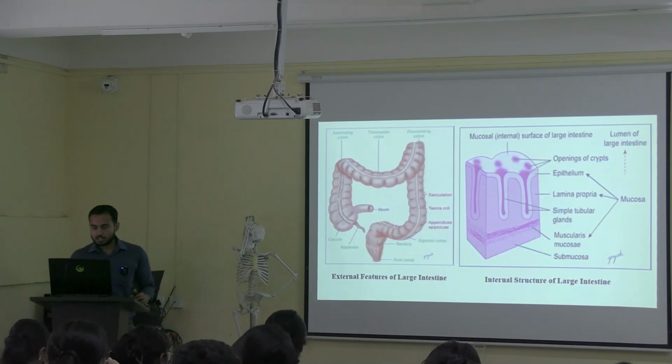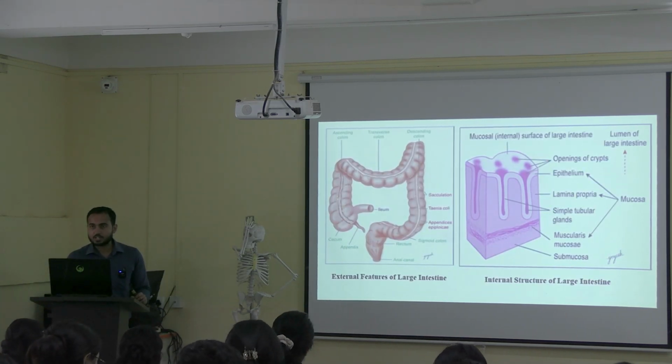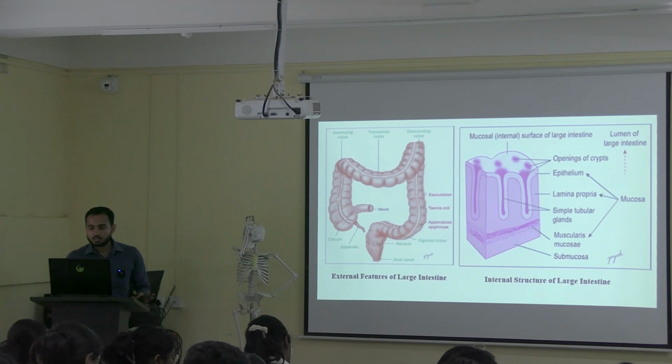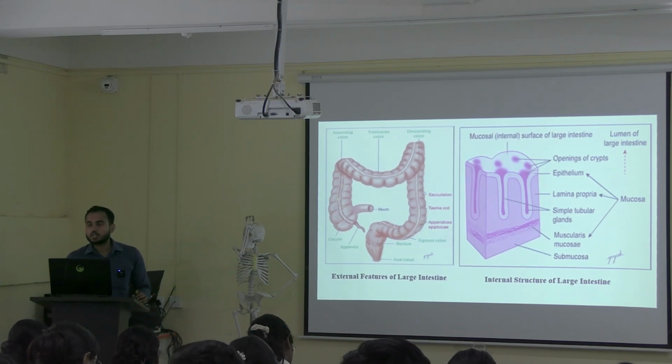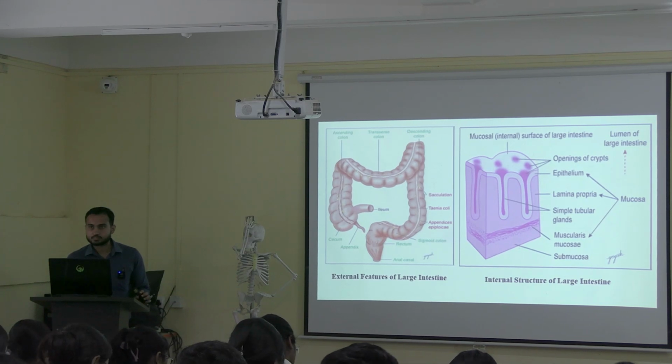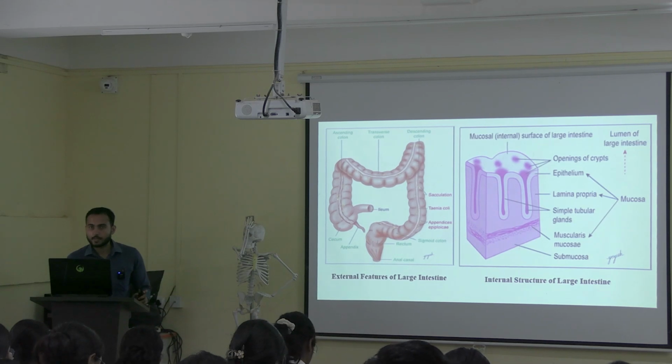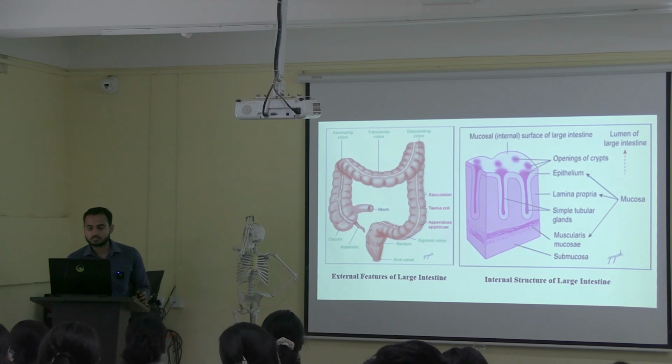So after small intestine, next is the large intestine. In large intestine, I know you have seen the large intestine. You have studied about the external features also of the large intestine. Now, what are the three important external features of large intestine? Yes, and appendices epiploicae.